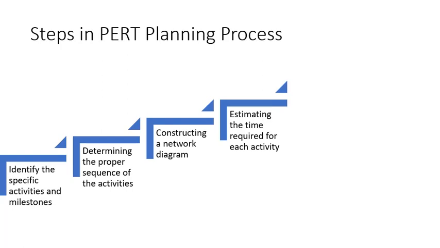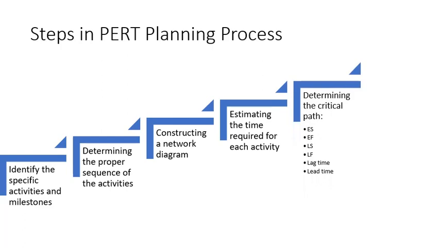Then we have the fifth step, that is determining the critical path. The critical path is determined by totaling the time for the activities in each sequence and determining the longest path in the project. Very important, I will repeat. You need to determine the longest path to complete the project. That is referred to as the critical path.